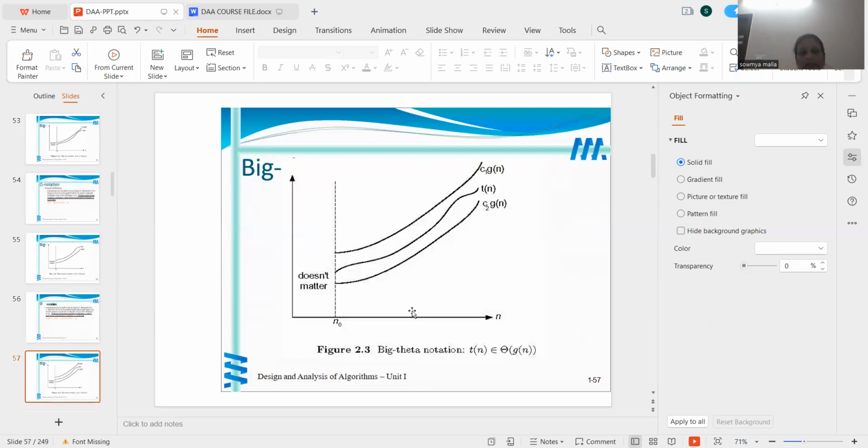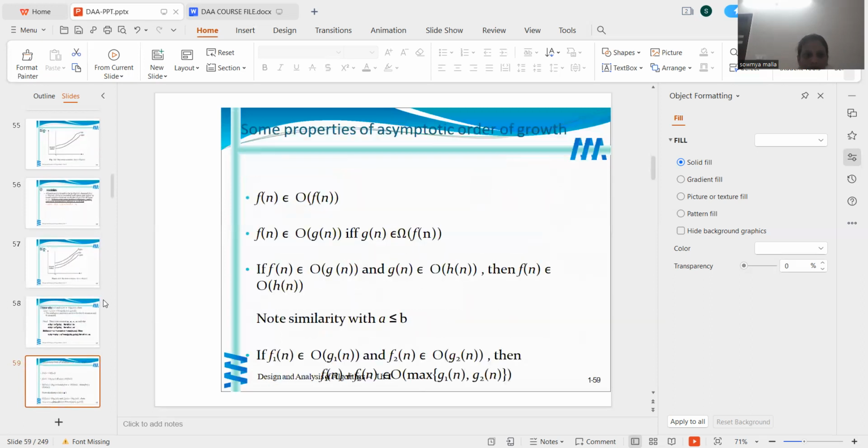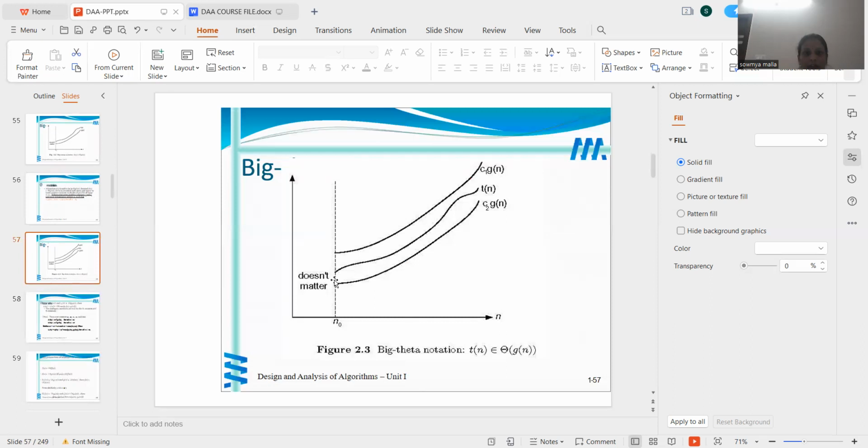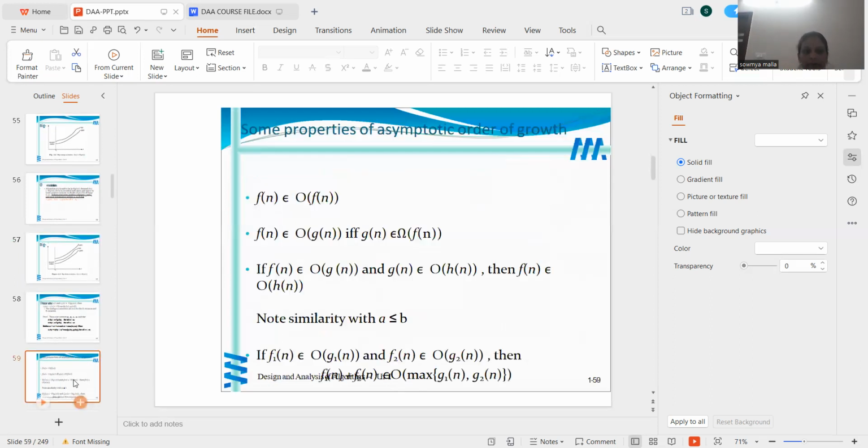Okay, this is the graphical representation for big theta notation. c2 g of n is greater than f of n, and c1 g of n is less than f of n. So, finally, the statement is: in big theta notation, T of n belongs to order of g of n. Next, f of n belongs to order of g of n. This is not similar to a less than or equal to b.